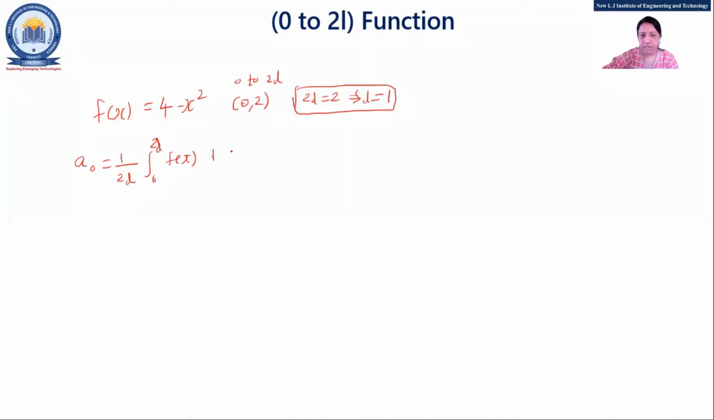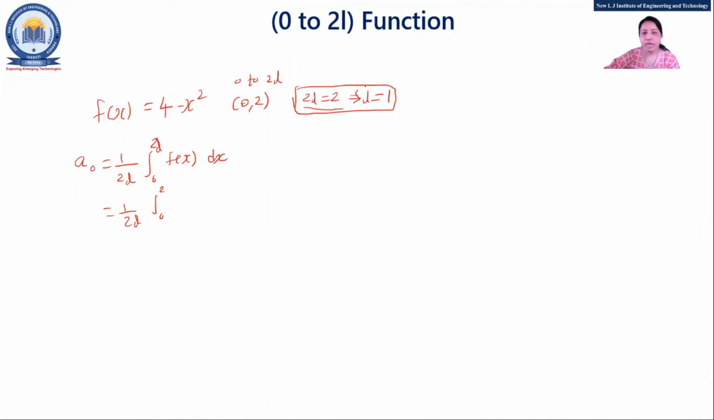This is the equation for a0. What is changed here is that instead of 0 to 2 pi, this is 0 to 2L. That's it, right? So in that way you need to find a0. Now simply, instead of f(x), put 1 upon 2L, 0 to 2L. Now 2L equal to 2, so put 2 here.